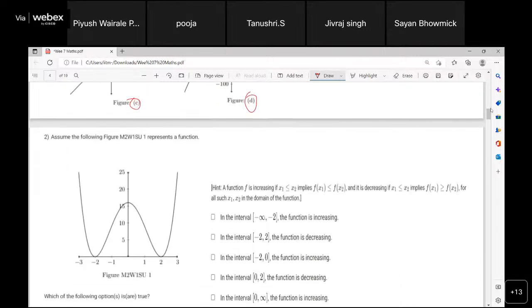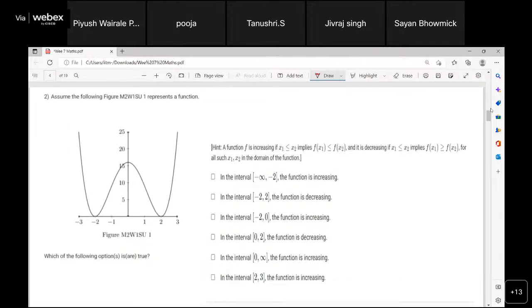So this is the second question. Like what we have summarized, we have seen when a function is said to be increasing. The hint is given to you. Now tell me which of the options is true here. Just look at this figure and go option-wise. C, D, E, and F. Okay, C, D, F, not E.